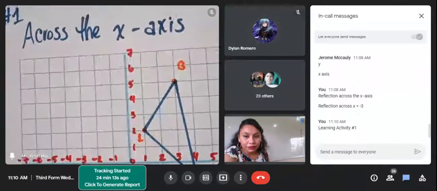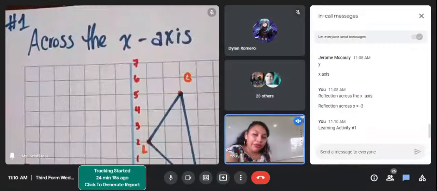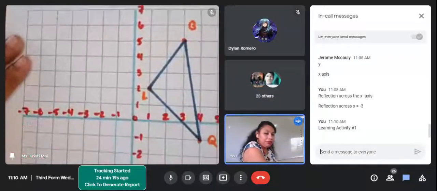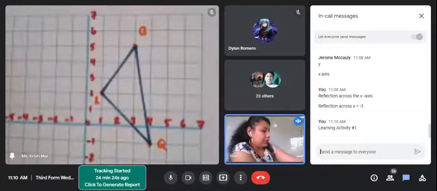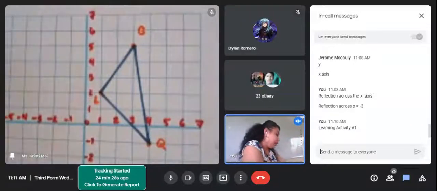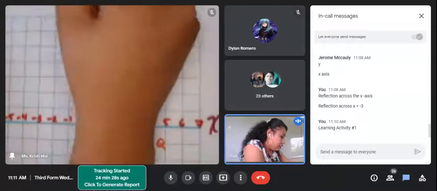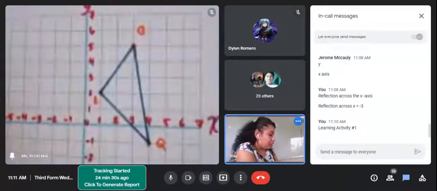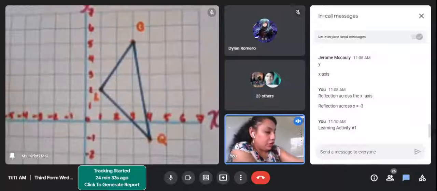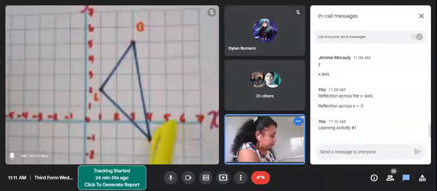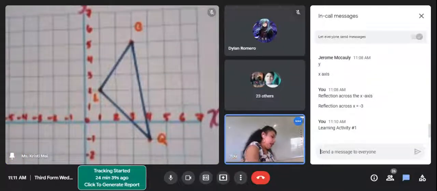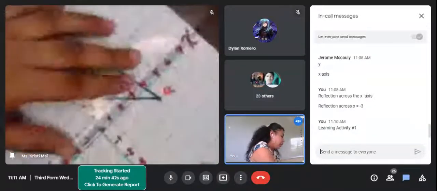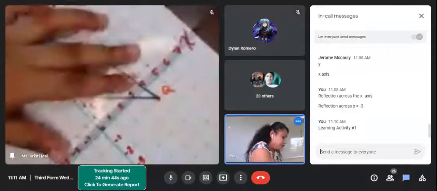Yes, miss. Okay. Question number 1 says reflect across the x-axis. So now if I'm looking at my diagram right here and I need to find reflection across the x-axis, then I need to label my x-axis. My x-axis is right here and this is y. So my reflection is going to occur on this line on the x-axis. That is where my reflection is going to happen. All right? So I can go ahead and I can highlight that.